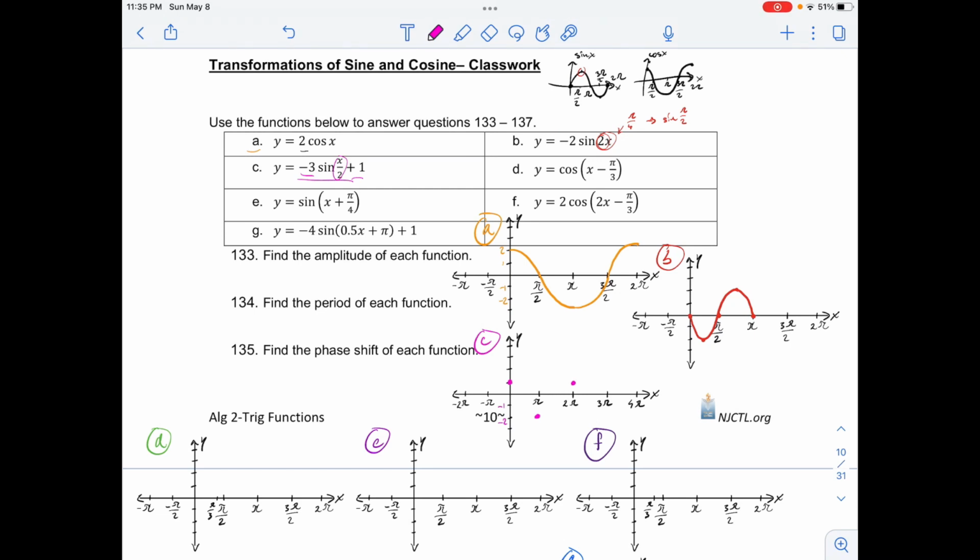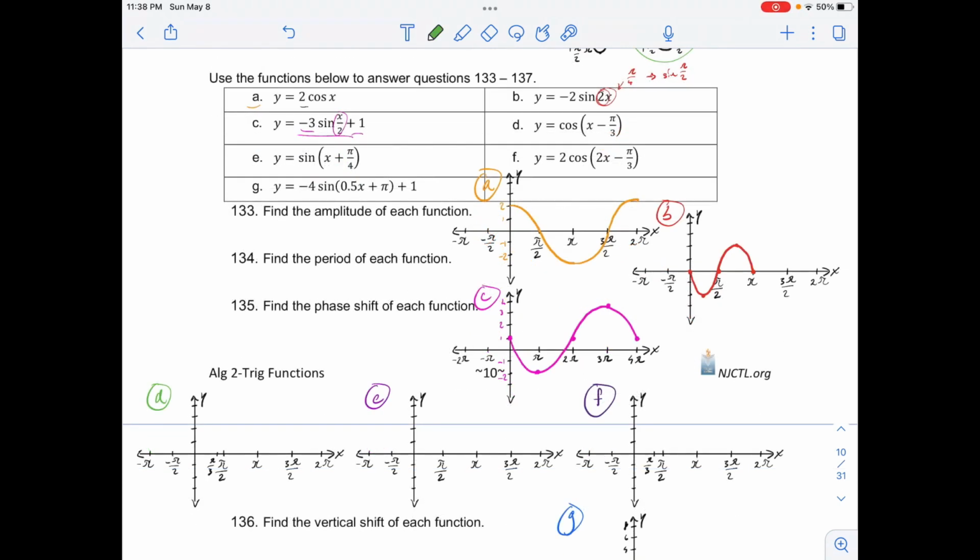Then at 3 pi, we have sine of 3 pi over 2, which is a maximum negative 1 times negative 3, which is 3, plus 1, that'll be 4. So this is 1, 2, 3, 4. So 3 pi comma 4. And then for 4 pi coming back here. So this is how our graph looks for C.